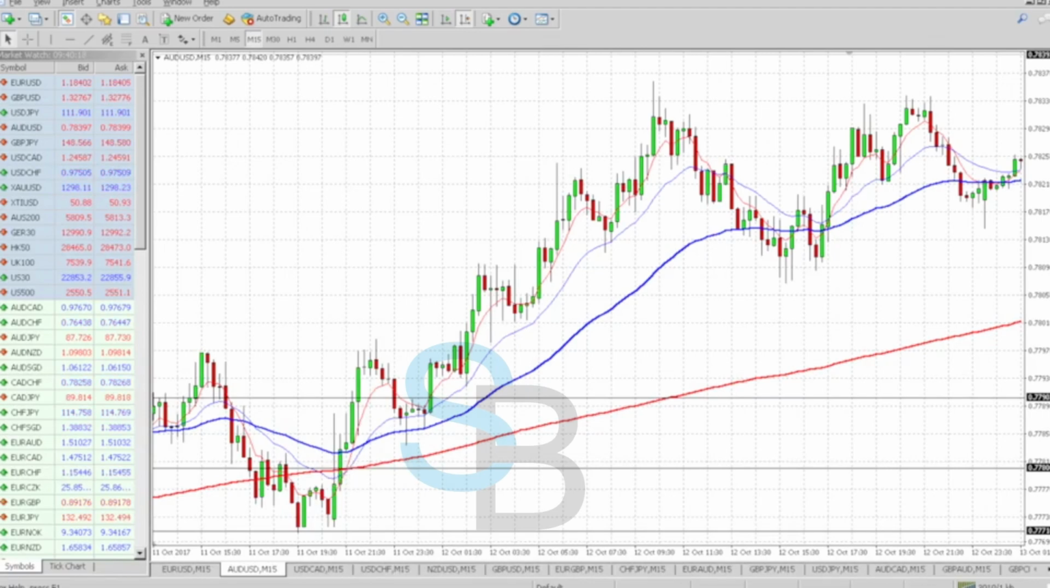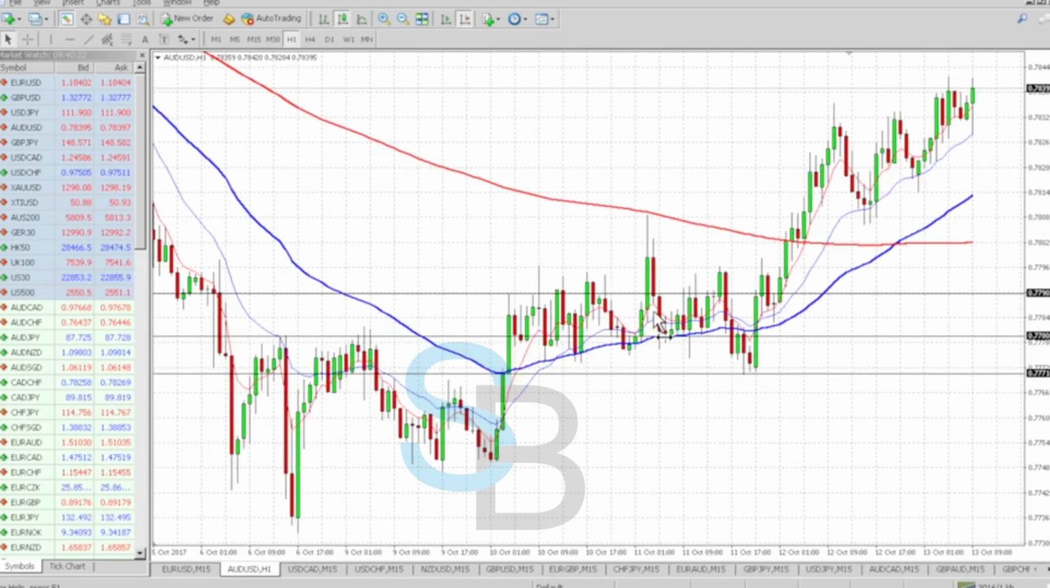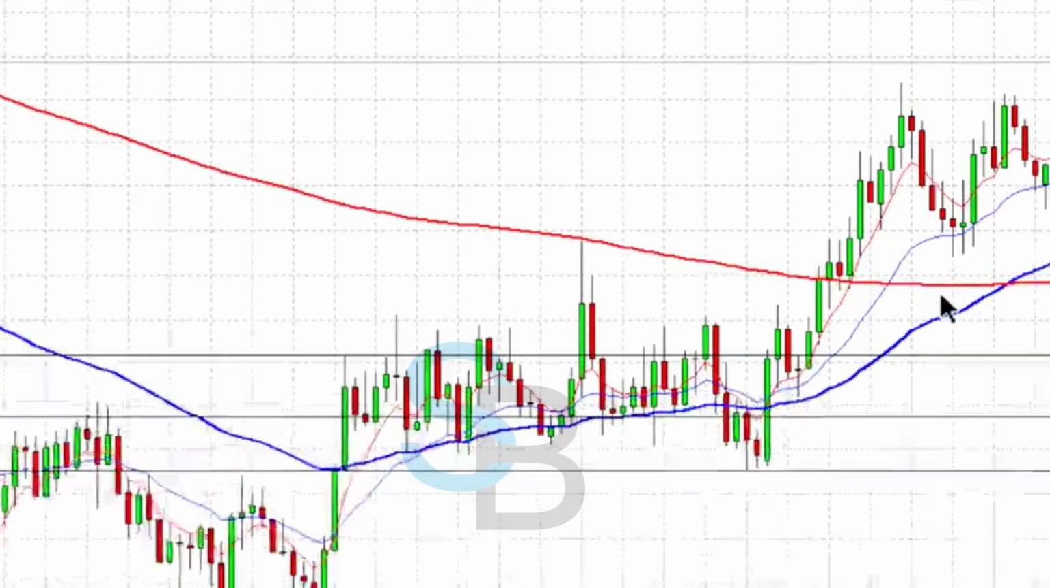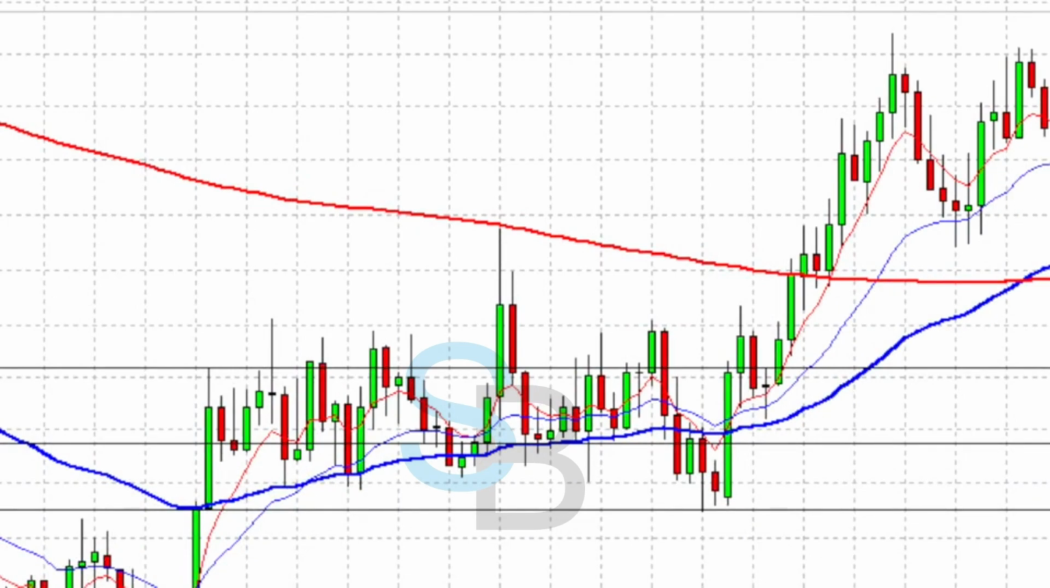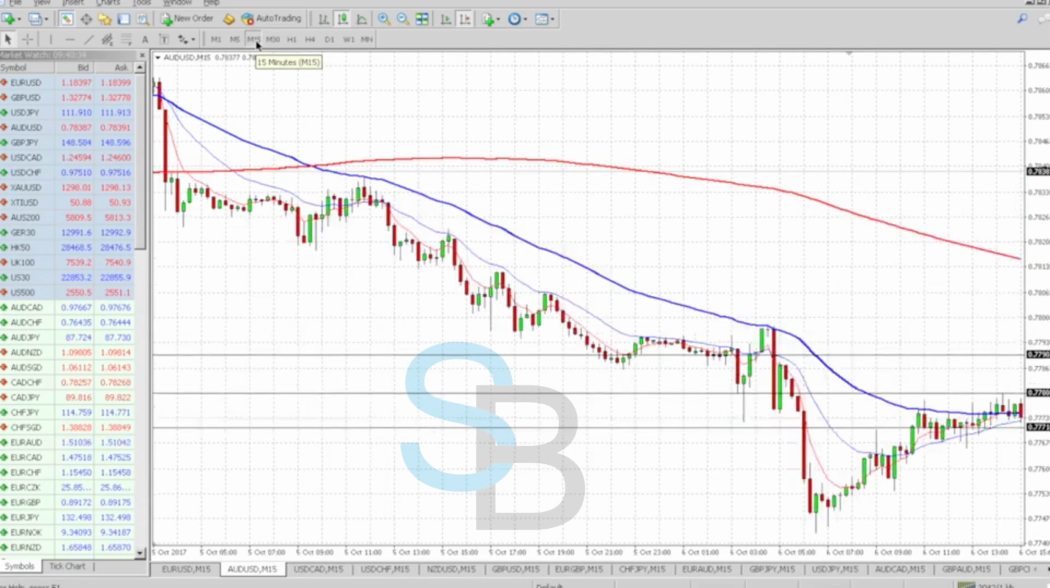I quickly check the H1, the hourly candles. Are the hourly candles on an uptrend? And I can see yes, hourly candles on an uptrend as well. 6 above 18, 18 above 50, 50 just crossed above 200, clear uptrend. So I'm ready to take a trade.